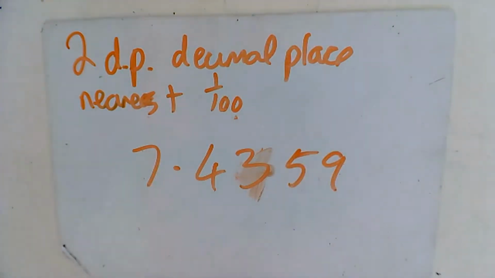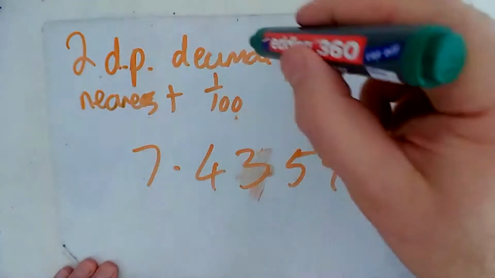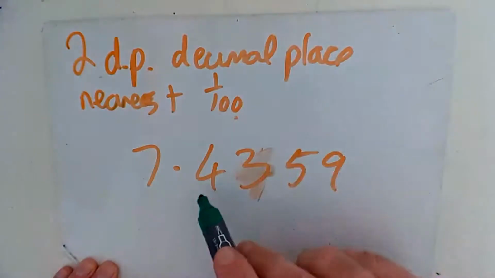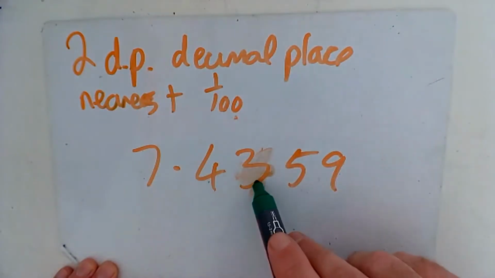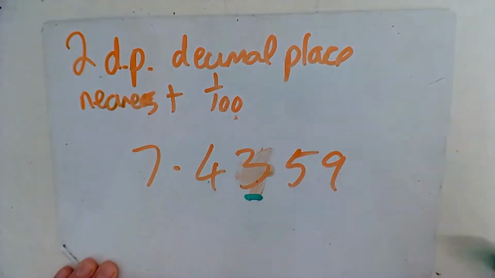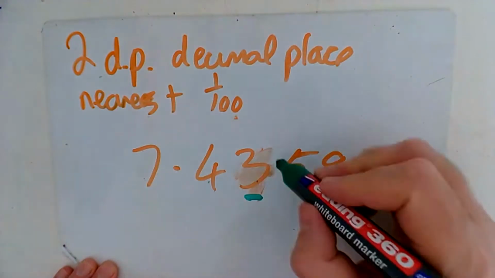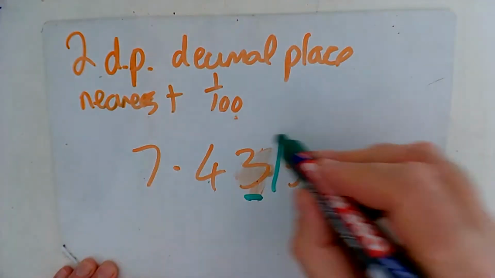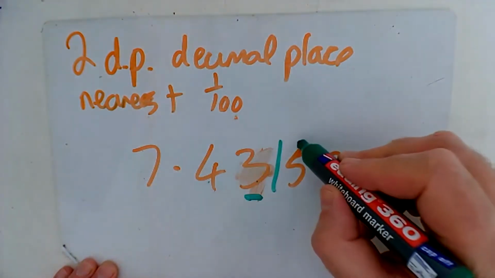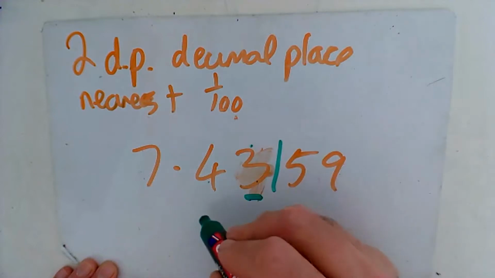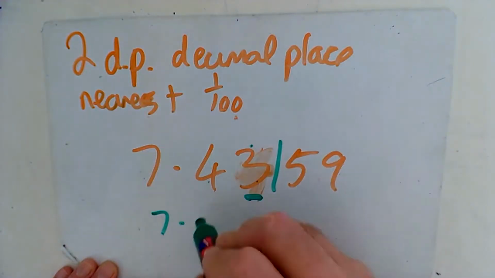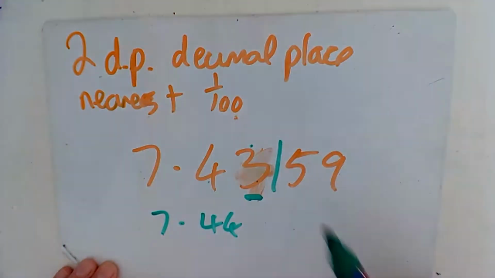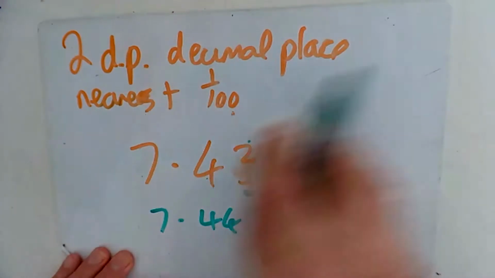7.4359. So it's asked to round to 2 decimal places. So I count 1, 2 numbers after the decimal point, and that's where I do my underline. I do my line. Does the 5 affect the 3? Yes, it does, because it's 5 and above, so this rounds up to a 4. So the answer is 7.44. And then I ignore the rest. Don't need to put the zeros in.